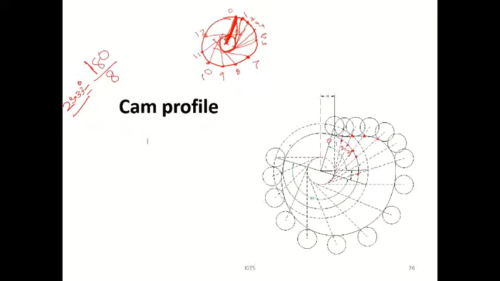You have to measure the distance in the displacement diagram and mark the distance on this inclined line which you have drawn. Okay. Similarly, you have to mark the distance for all the points. Now join all the points. If you join all the points, you will get the cam profile.